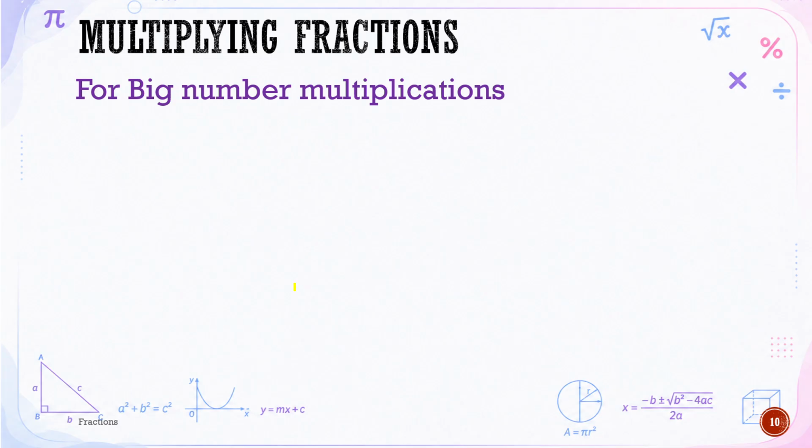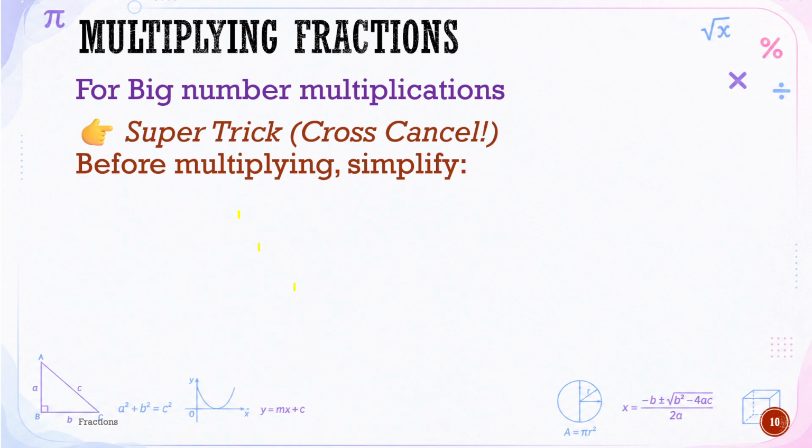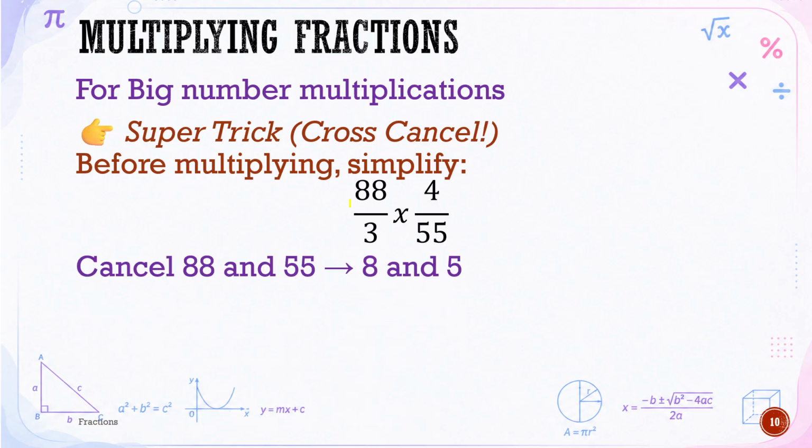Now let's say you have some big numbers in your fractions, so your multiplication is going to be bigger too. What we would do in that case is first simplify the fractions and then do the multiplication, which is going to make your multiplication easy. So we would use the trick of cross cancelling. Now what do you mean by cross cancelling? Let's take a look at the example. I have 88 by 3 to be multiplied by 4 by 55. Multiplying 88 by 4 and 3 by 55 is going to give you a big multiplication. You cannot just do it in a click.